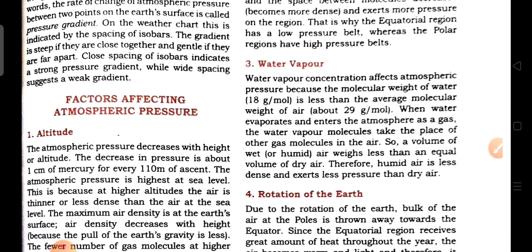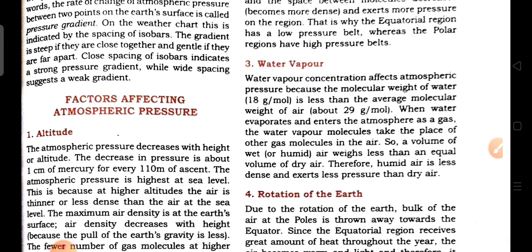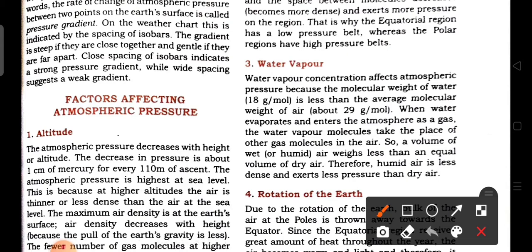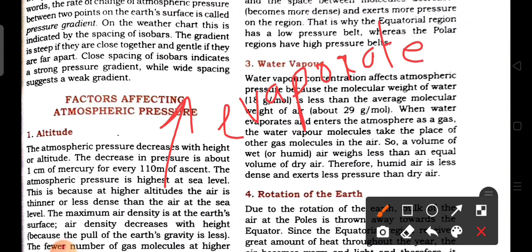Now we will go to another factor, that is water vapor. What do you mean by water vapor? Water vapor is the gaseous phase of water, which is produced from the evaporation or boiling of liquid water. If we boil the liquid water, then it evaporates and produces water vapor.